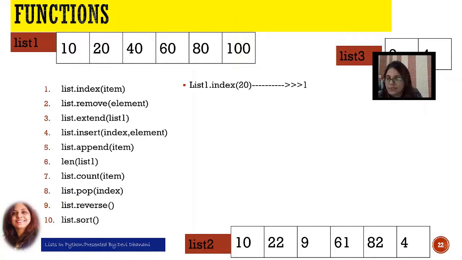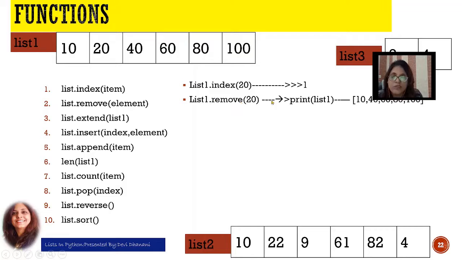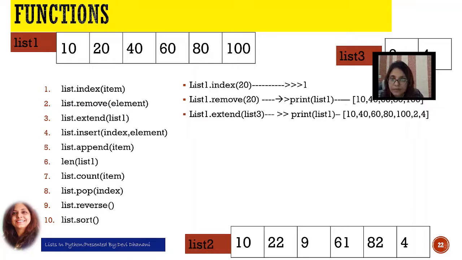Coming to the next function, that is remove. We are going to pass the element to this function, and that particular element will be removed from the list. If I pass an element as an argument to this function, it is going to remove it from the list. If we try to print the list, you will see that the new list will not have the element. So this is proof that lists are mutable. You can add and remove an item from the list.